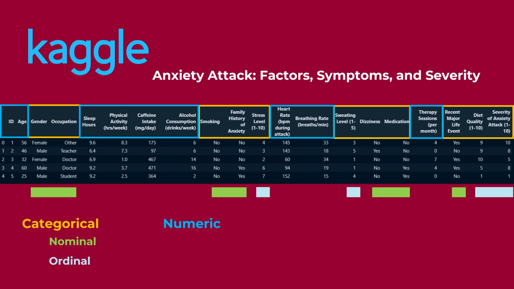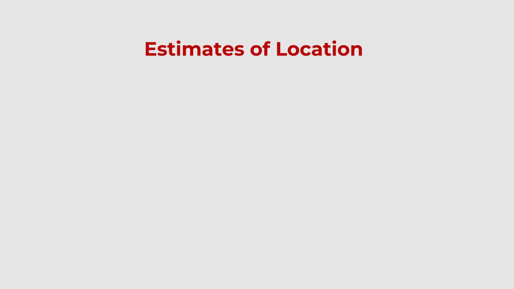In numeric data, we can classify some columns as discrete, such as therapy session per month. And similarly, some columns contain continuous values such as sleep hours and physical activity hours per week.